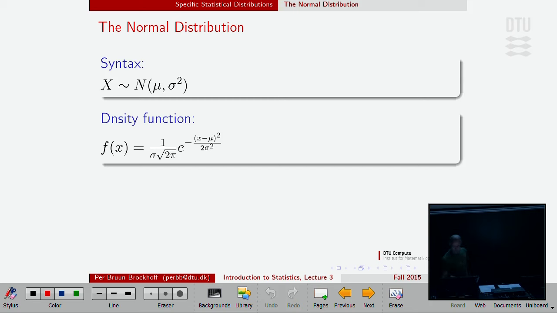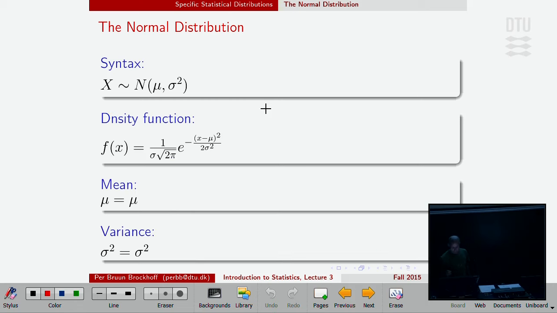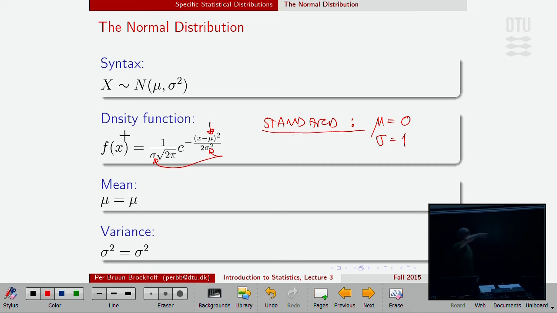Here is the density function for a general normal. The standard one is the name for the one where this mu is 0 and this sigma that we see twice in the formula is 1. This is a function that has the form that I showed you.